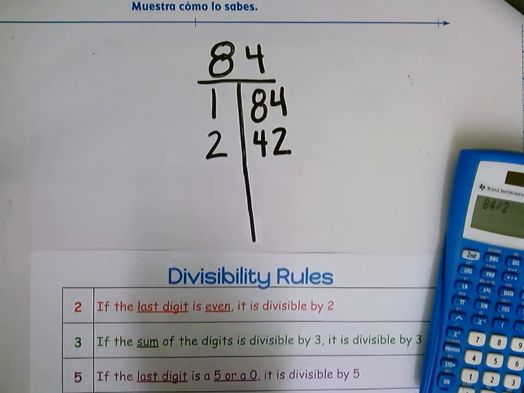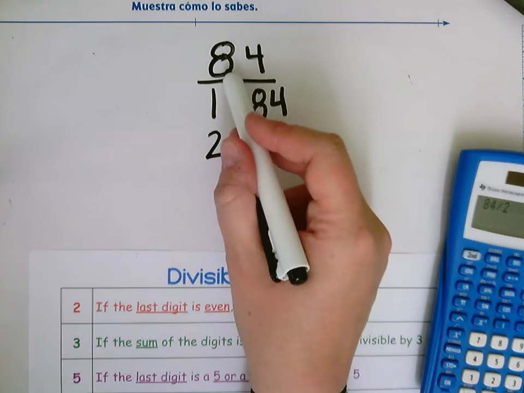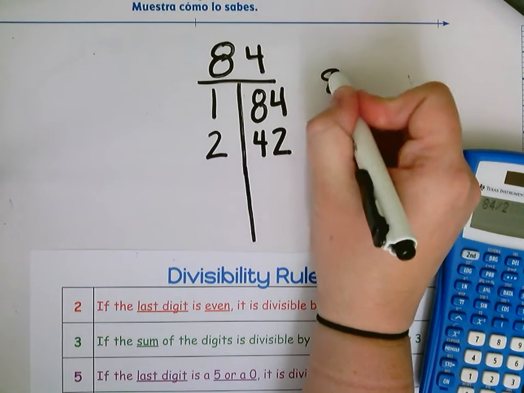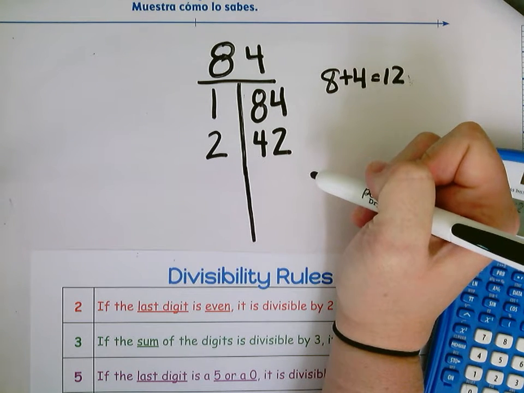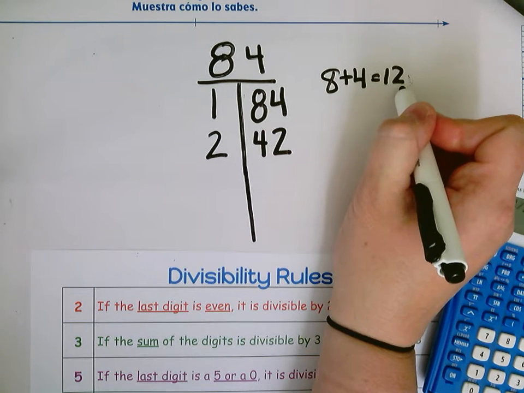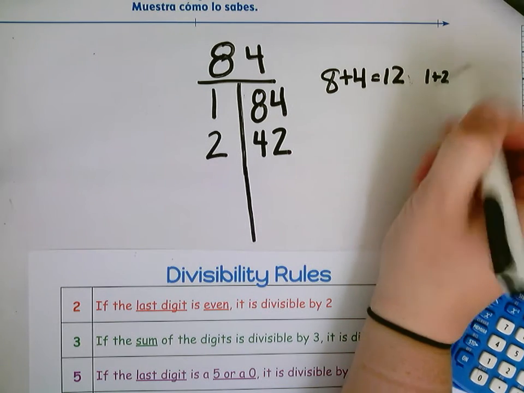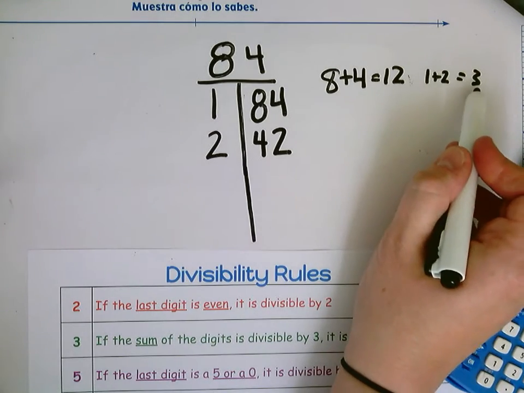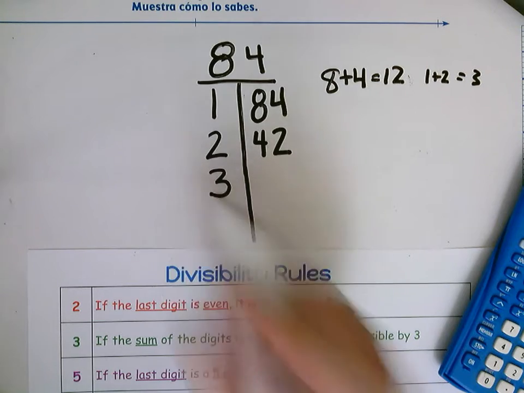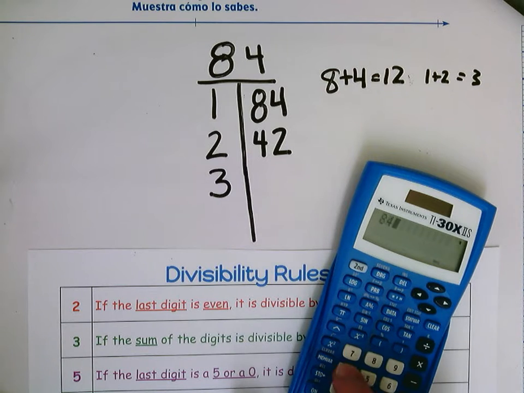All right, now my next number is 3. Could 3 be a factor of 84? Well, let's see. 8 and 4 are my digits. 8 plus 4 equals 12. And I know that 3 is a factor of 12. I could actually break this down even more and do 1 plus 2, the parts of 12, and that equals 3. So I definitely know that 3 goes into 3. So 3 is going to be a factor of 84. Again, I can use my calculator to figure out the missing factor there. 84 divided by 3 equals 28.